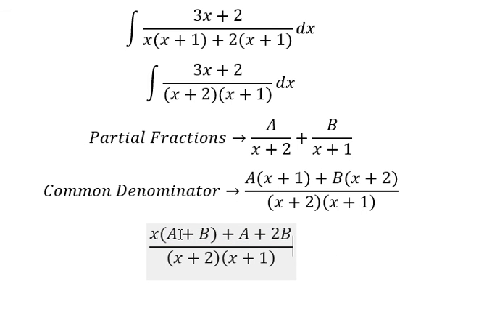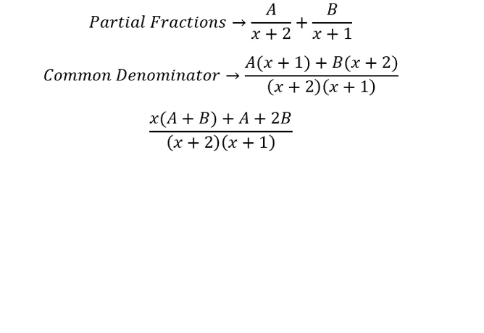Now we need to compare coefficients. We have 3s, that means number 3 equals a plus b. About the numbers, we have number 2, so a plus 2b equals number 2. And now we create the system of equations.